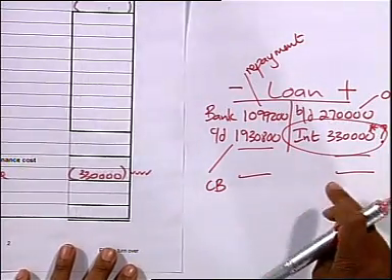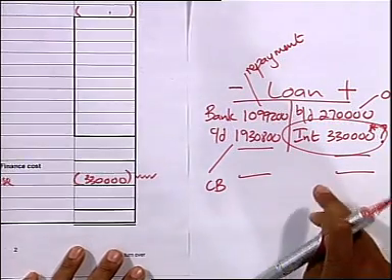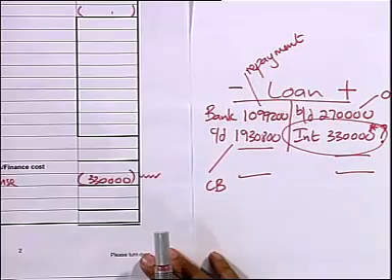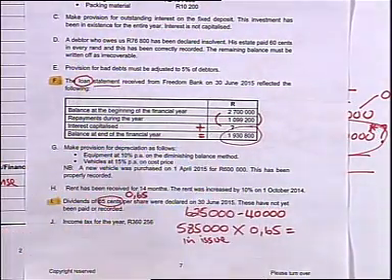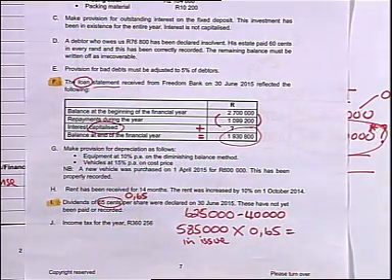If you follow this T account, that adjustment you will never get wrong. This has come up in almost every exam because what's new to the syllabus as well is this part of the loan statement and capitalizing the interest. And that's the way you work it out.